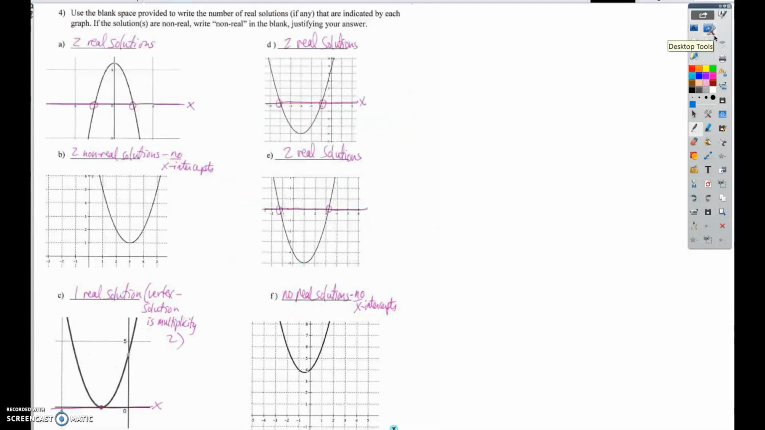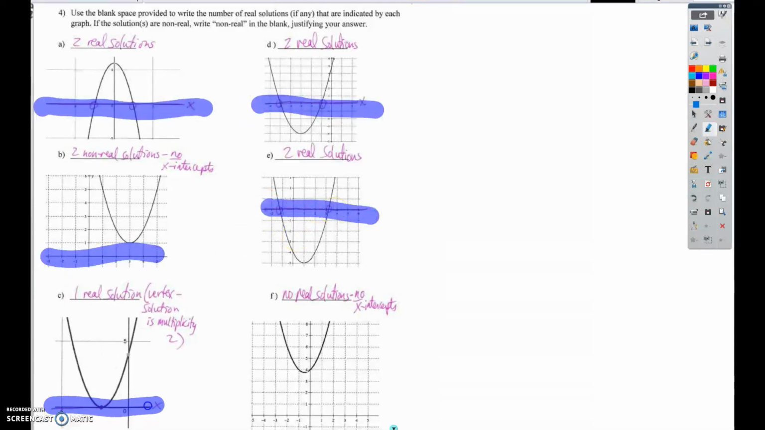This would be page 3. Page 3 asks us to look at the graphs and talk about whether the solutions are either real or non-real. Now remember, these are all quadratics, so we are expecting either one real solution, two real solutions, or two non-real solutions, depending on how many times our quadratic hits the x-axis. So here is the x-axis in each function, and I am looking for the intersections with the x-axis. Here it's 2, so this is two real solutions.